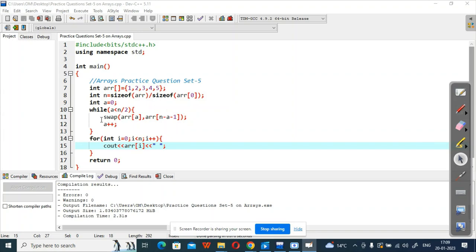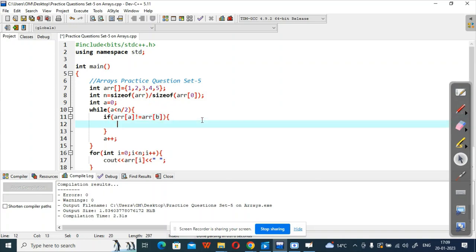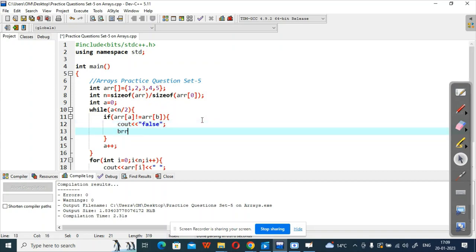So instead of this swapping, you have to do something like this. If ARR of A is not matching with ARR of B, if they are matching, we have no problem. But if they're not matching, then there is some twist. Cout false, and break. No need to check further because the situation is out of control now, right? No matter how much effort you put, the string cannot become a palindrome because one pair failed to match with each other, right?